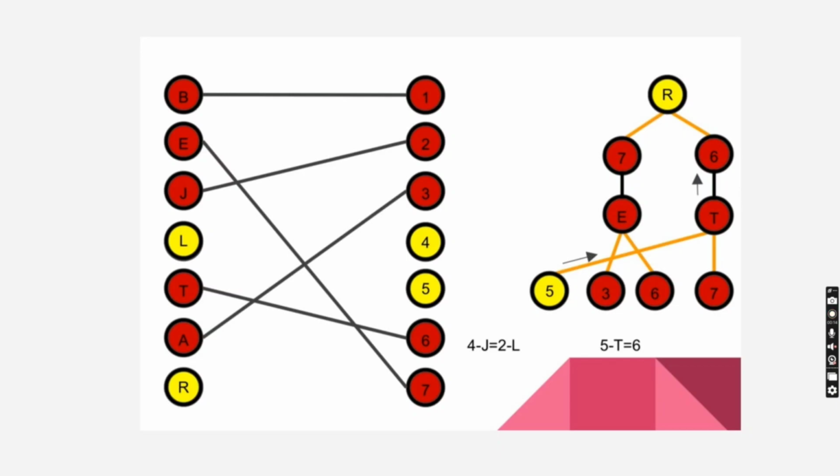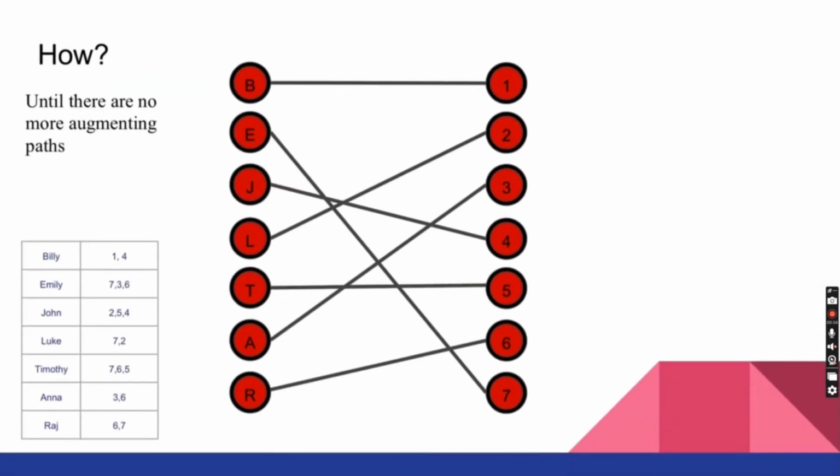Now we can see we got 4 to J, 2 to L, 5 to T, and 6 to R. So I changed the edges accordingly, and here we see every vertex is matched with a vertex from the other side, and no vertex is matched with a vertex on the same side. So we got our maximum matching size as 7.